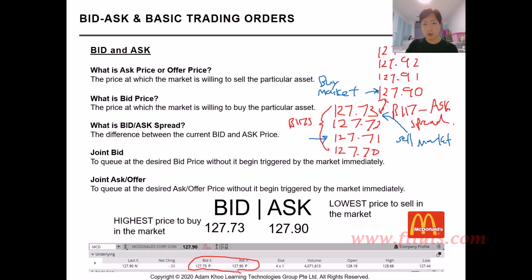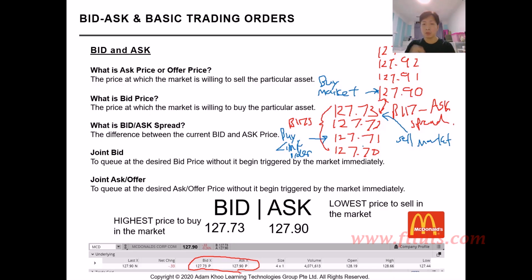You'll place this order called a buy limit, the buy limit order. When you place a buy limit order at 127.71, in layman language, you are telling the platform that you want to buy at 127.71 or below. So the platform will never fill you at any price higher than 127.71.